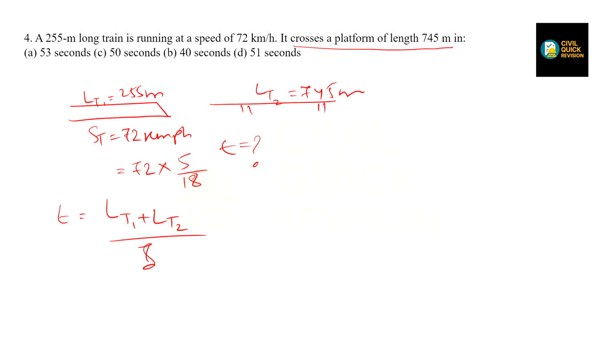72 by 18. This is divided by 4. So 5 4s are 20 meter per second. We just put the value here.